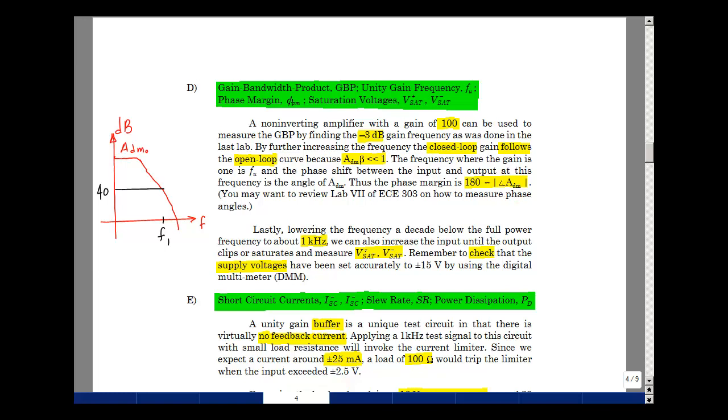Now lastly, if we take this same circuit and lower the frequency below the full power frequency, which is around 10 kilohertz, then we're back in here somewhere, and then we increase the input until the output saturates, we can measure the positive and negative saturation voltages. Now this is based on having a specific power supply, say of 15 volts, so please double check with your digital multimeter that the power supplies are actually set to 15 volts. Next, I'd like you to measure the short circuit currents, positive and negative, the slew rate, and the power dissipation.